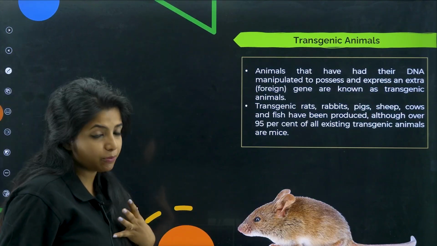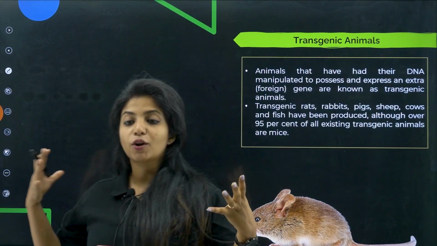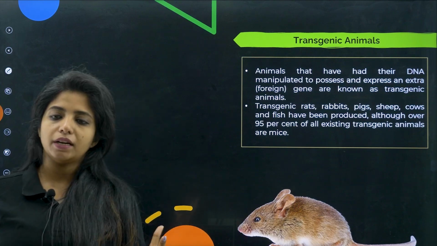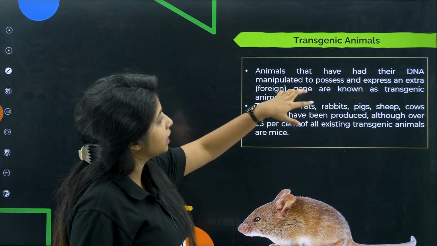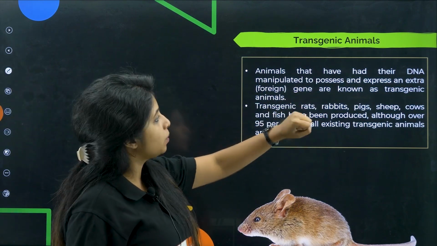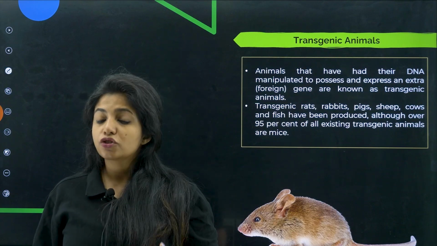Now, going ahead with the next thing. So, transgenic animals, what do you mean by that? We have studied a lot on them, but what do you exactly mean by that? So, animals that have had their DNA manipulated to possess and express an extra gene are known as transgenic animals.